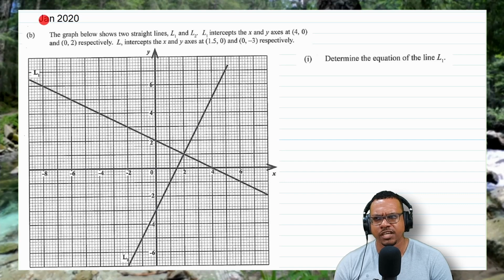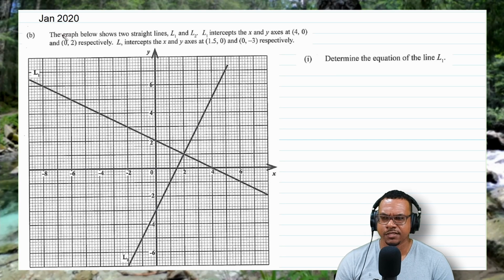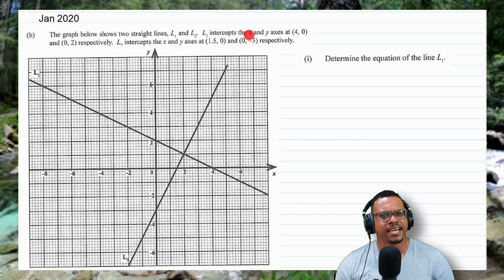All right, so moving on to January 2020, the coordinate geometry question. We have the graph below shows two straight lines, L1 and L2. L1 intercepts the x and y axis at (4, 0), so this is the x-intercept, and (0, 2), so this is the y-intercept. All right, so the (4, 0) would be here, so this is the x-intercept, and the (0, 2) would be here, which is the y-intercept.